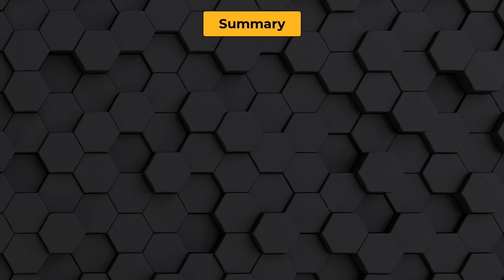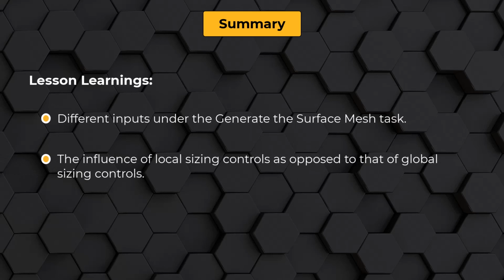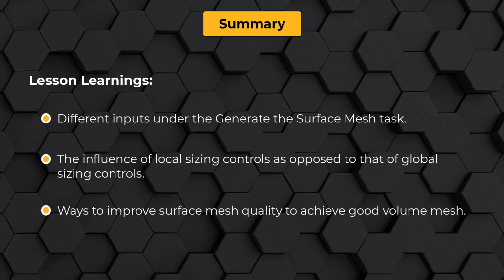So, let's recap what we learnt in this lesson. We learnt about the different inputs under the Generate the Surface Mesh task. We discussed the influence of local sizing controls as opposed to that of global sizing controls. We concluded by discussing about how to improve the surface mesh to achieve good volume mesh. That brings us to the end of this lesson.